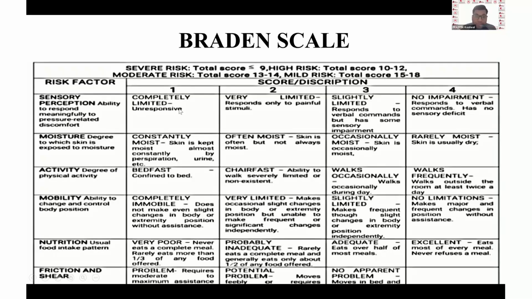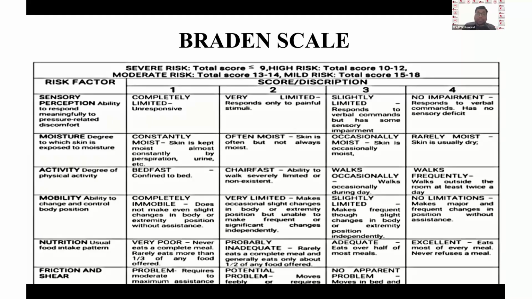which includes completely limited, unresponsive patients and constantly moist skin. When the patient passes urine and you have not cleaned it, or with diapers, which nowadays are not used because diapers cause pressure ulcers more easily, because it becomes occult. We don't know how long it was wet. Previously, when diapers were used in home based or nursing care based settings, it would easily reach the severe score.